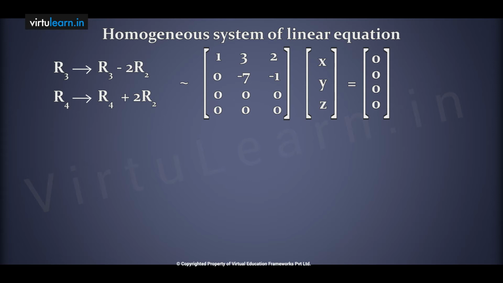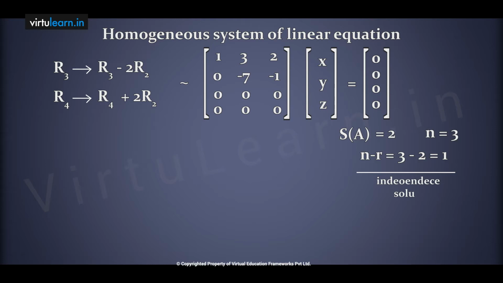Now, rank of A equal to how much? The second row is non-zero, the third row is a zero row, the fourth row is a zero row. The number of non-zero rows is 2. Therefore, rank of A equal to 2 and n equal to 3. One important concept: the number of variables minus the rank of the matrix is the number of linearly independent vectors. N equal to 3, rank of A is 2, 3 minus 2 equal to 1, meaning we will get one linearly independent vector.